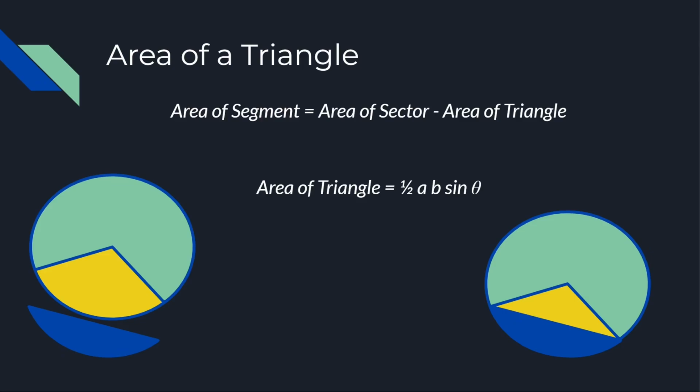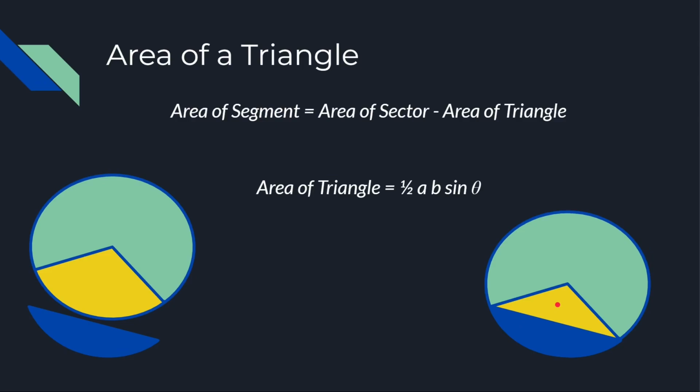Now let's explain how we get the area of a segment. We can see that the yellow region is clearly a sector. When we place the blue region on top of the yellow region, we see that a triangle remains. So this is why the area of the segment will be the area of the sector, which is this piece here, minus the area of the triangle, which is this piece here.